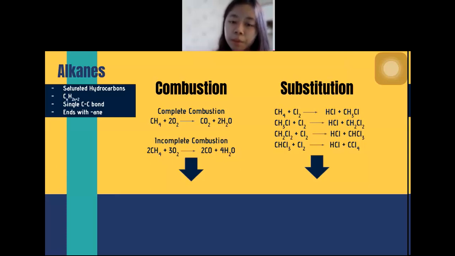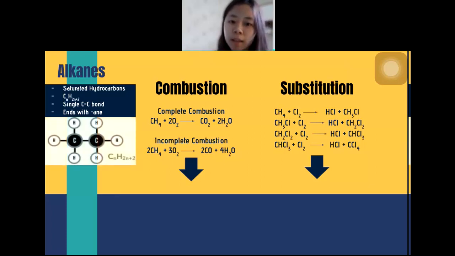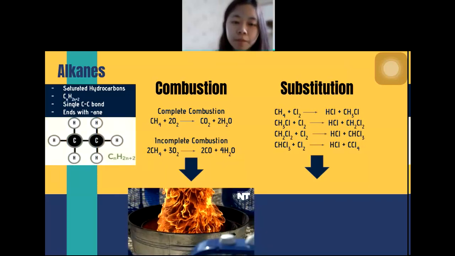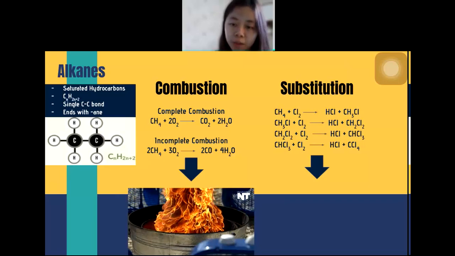Combustion is basically the burning of chemicals in the air or exposure to oxygen. And there are 2 types of combustion. First one would be complete, where there is sufficient oxygen in the air. So this type of reaction will always produce carbon dioxide and water. But then the other type is incomplete combustion, which means that there's an insufficient amount of oxygen in the air, leading to the formation of carbon monoxide.